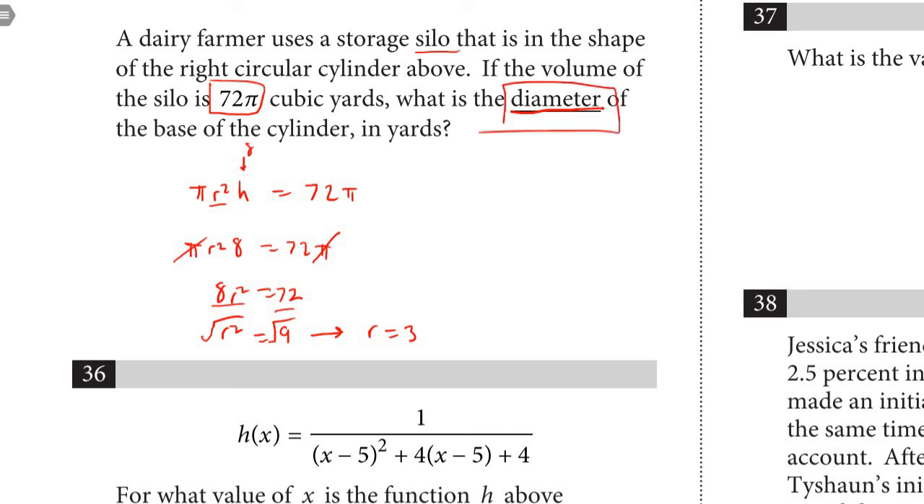They asked for the diameter. What did we just find out? We found out the radius. So the radius is half a diameter. So if you want the diameter, let's multiply this guy by 2. And that'll give us 6. Now that's our diameter. There you go. Now you can stop.